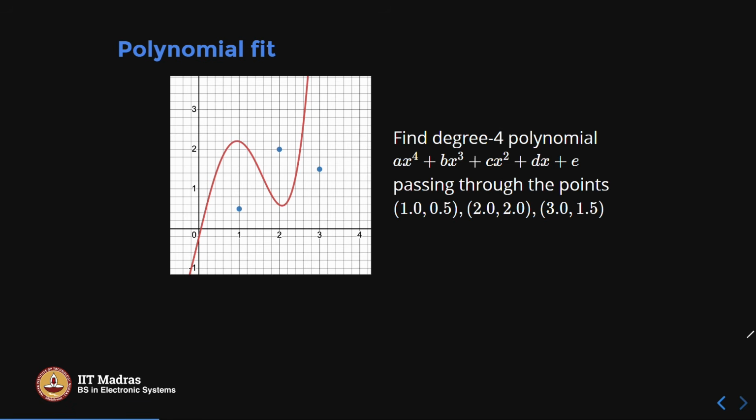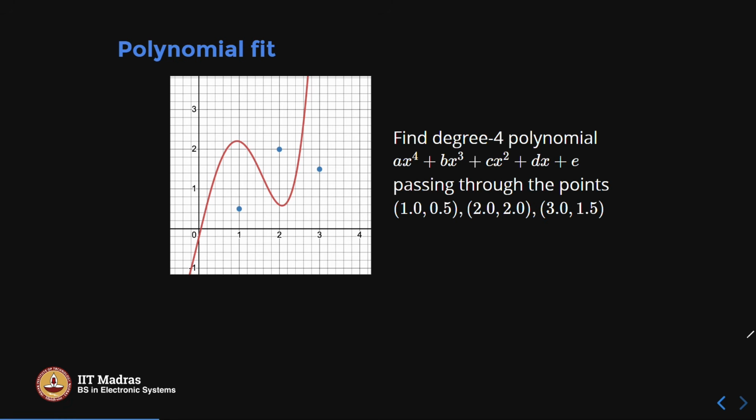I want the polynomial to pass through 3 points. These are my 3 points here, (1, 0.5) that are marked in blue in this graph, (2, 2) and (3, 1.5). I want my polynomial to pass through these 3 points. What does it mean to pass through these points? The red curve that I've shown here is not passing through these 3 points.